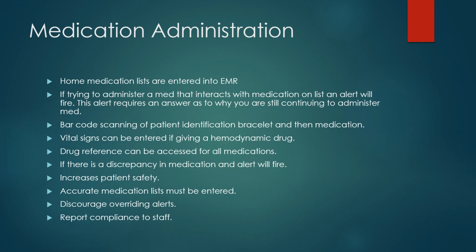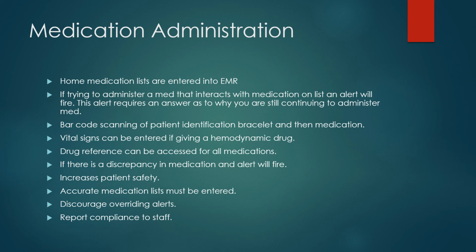Medication administration. So the patient's home medication list is entered into the EMR. If I try to give a medication during their visit that's on their medication list that interacts with that medication, it'll fire an alert for me saying, are you sure you want to give this? The alert requires an answer as to why I'm continuing to administer. So I run and talk to the doctor, said, yeah, it's fine, give it. I have to put that into the MAR.